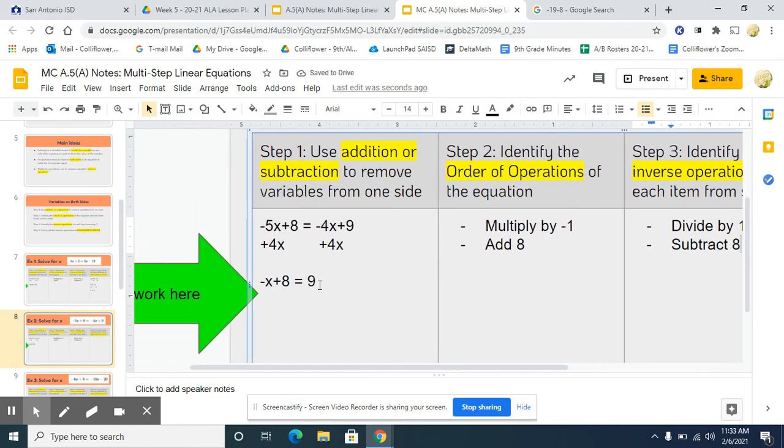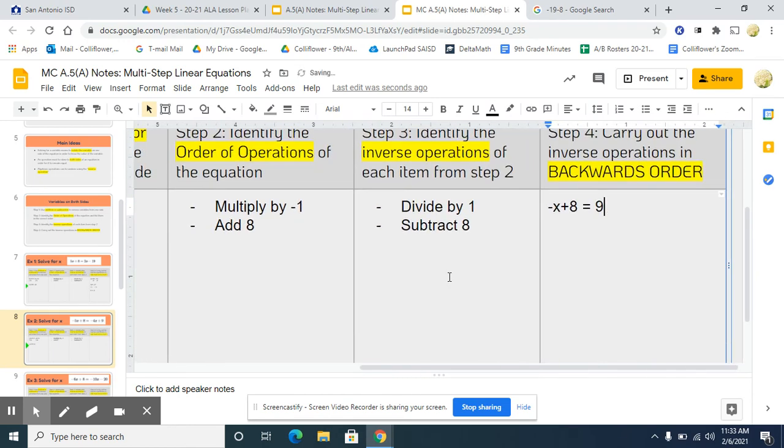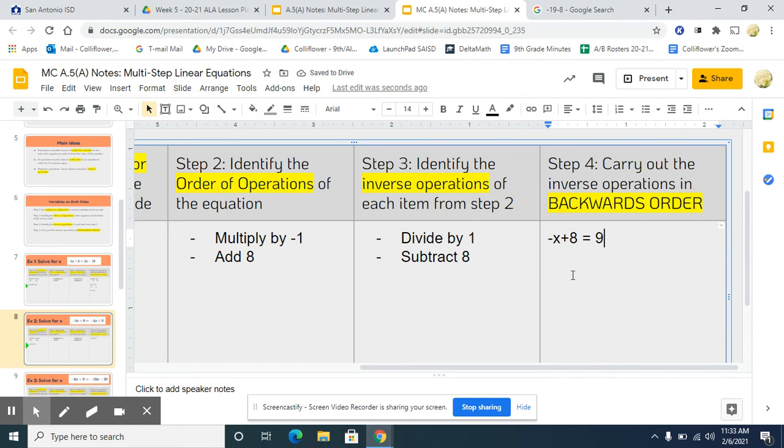So let's take this simplified equation here. We're going to copy and paste it into step 4. And we're going to carry out these inverse operations in reverse order. First, we're going to subtract 8 from both sides. Minus 8 here and a minus 8 here. 8 minus 8 is 0, so on the left-hand side of the equation, all I have is negative x. 9 minus 8 is 1, so on the right side I have 1.